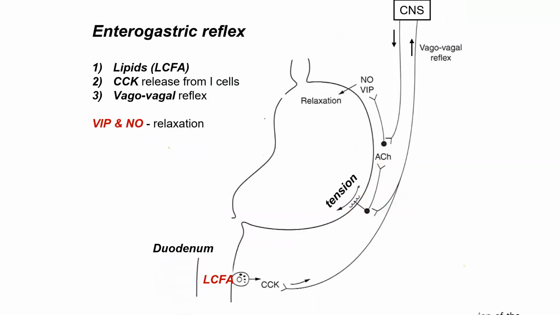Yes, clear. This is the last slide, and it's literally what I just told you guys. You see? This is the S cell. This is the I cell. It releases CCK. CCK, what will it do? It will go to the vagus nerve. This is the afferent. This is the efferent. It will stimulate the inhibitory neuron. This inhibitory neuron will release nitric oxide and VIP. So basically, it will relax. Now, LCFA is basically the fatty acids. So fatty acids start all of this because they are the reason why CCK is stimulated.